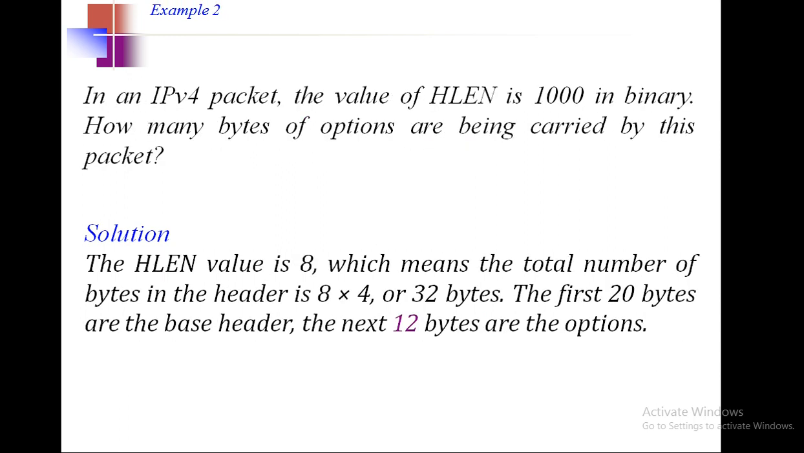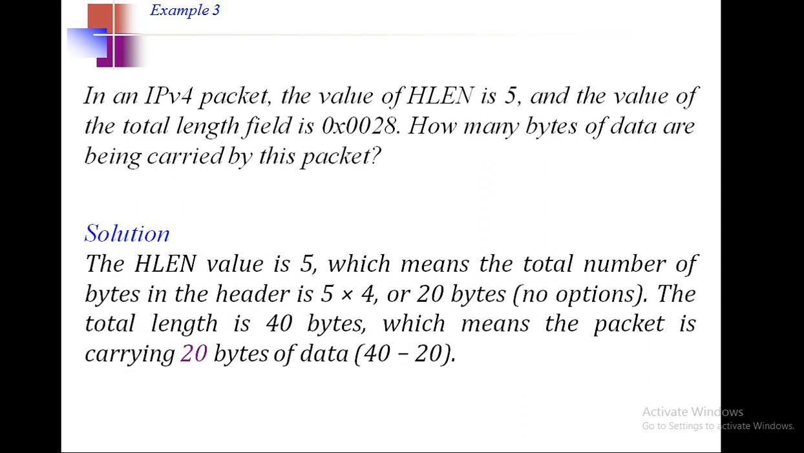So going to the next problem. In an IP version 4 packet, the value of the header length is 1000 in binary. How many bytes of options are being carried by the packet? It is very simple. Just multiply it by 4. So 1000 is 8, and 8 into 4 is 32. So the first 20 bytes are the base header and the next 12 bytes will be the options.